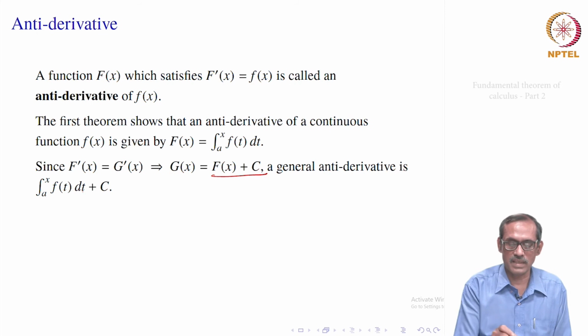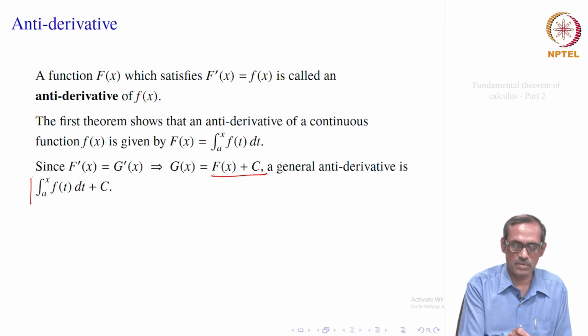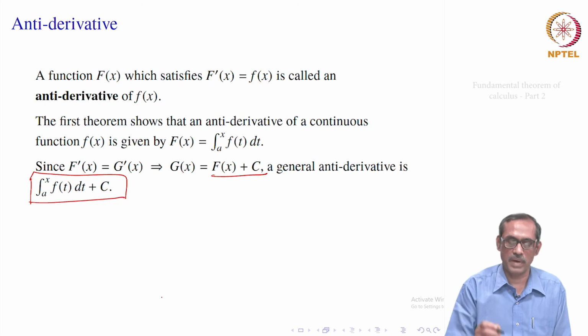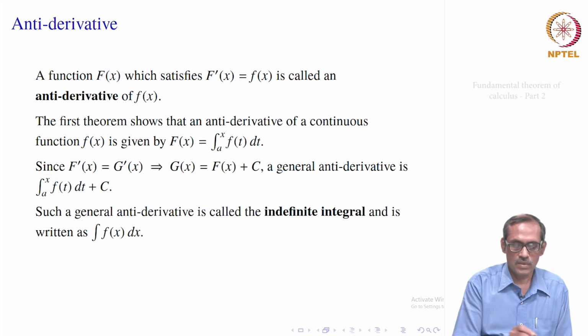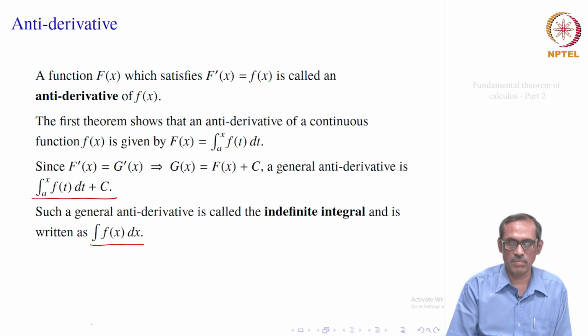So, in general the antiderivative can be written this way, because two functions having the same derivative might differ by a constant. So, if you take another function g, that g will be equal to this antiderivative F of x plus c, which means the integral from a to x of f of t dt plus c for some constant c, we do not know which constant.